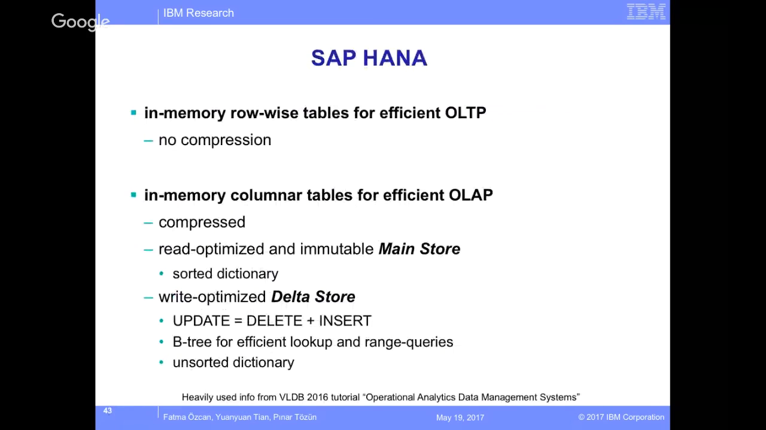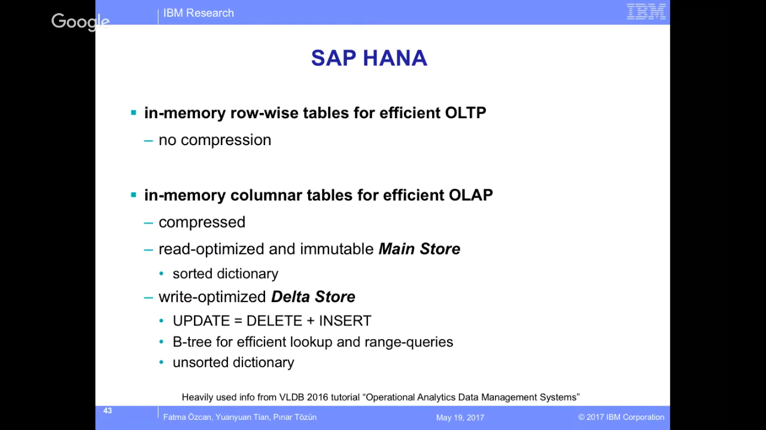Okay. Actually, the next system is SAP HANA, and it's great that Ismail is here. So if I give you misinformation, he can correct me. So, continuing with the single engine systems, SAP HANA is one of the systems that give you two options for storing your tables. You can either have tables that are row-wise or columnar, but again, SAP HANA is an in-memory system, so these are kept in memory.